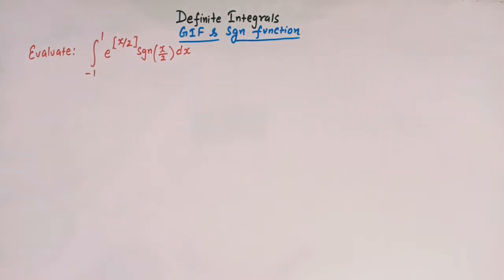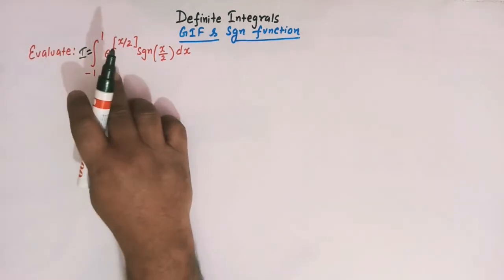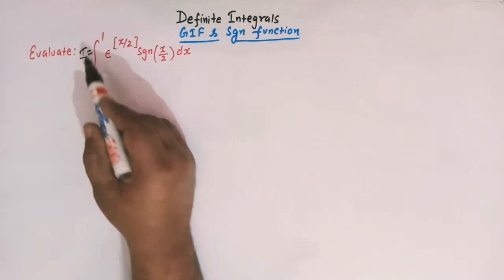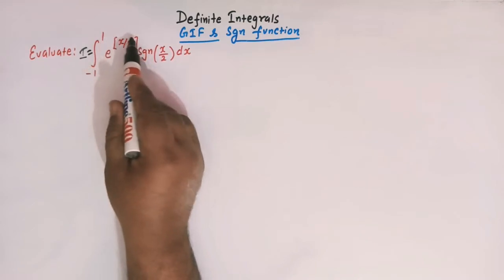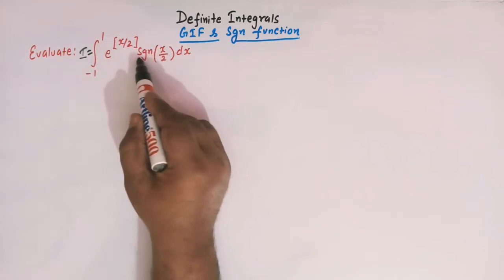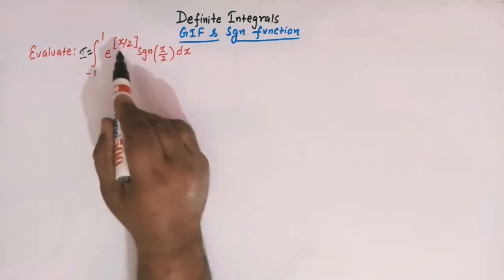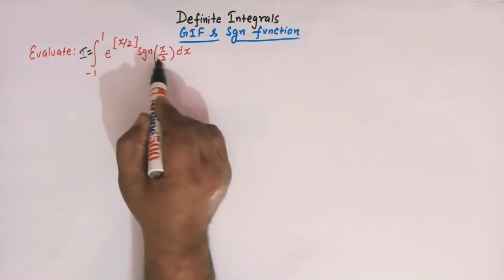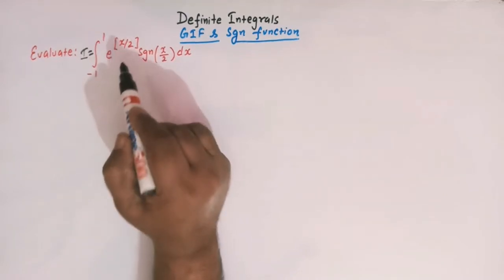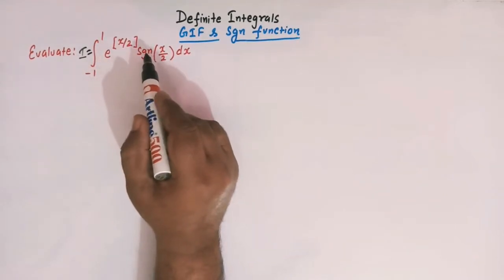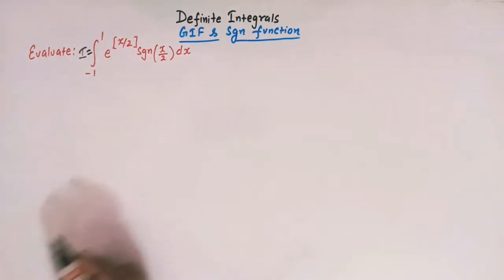So let us start, and let us first call this integral as I, right? So now here we see that we have the integral from -1 to 1 e raised to greatest integer of x over 2, and here we have the signum function of x over 2, right? So here these two important functions, signum function and the greatest integer function, are involved, and let us first take the signum function, right? So let us take the definition of signum function.